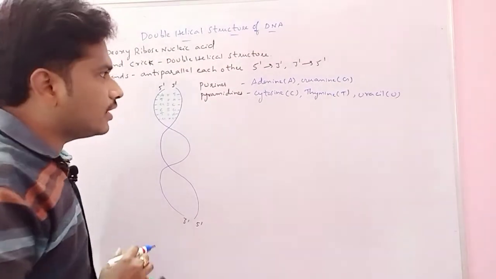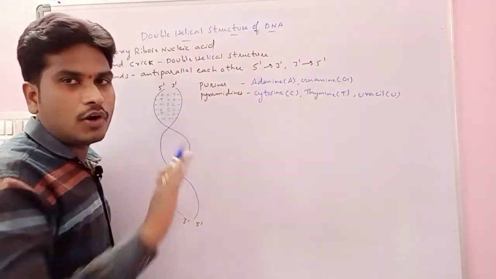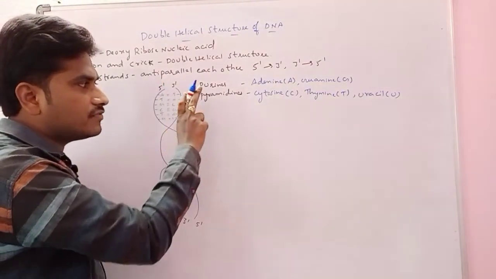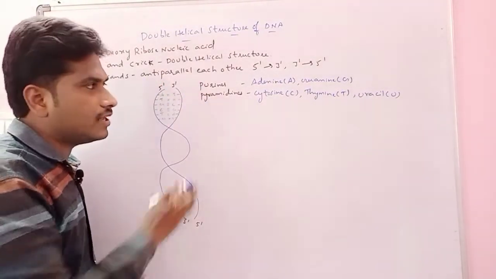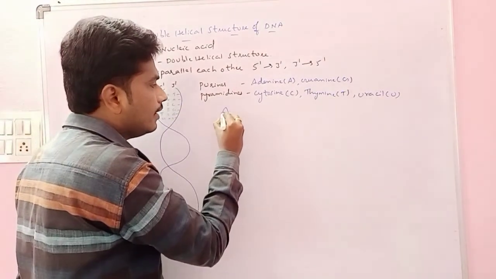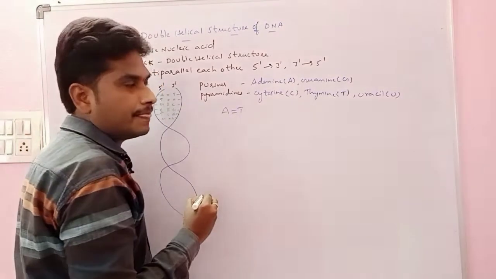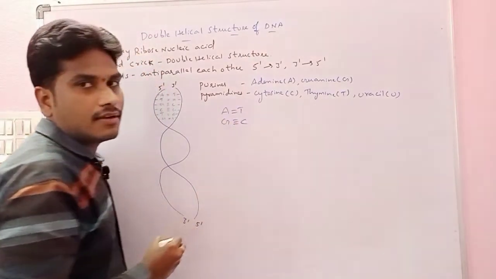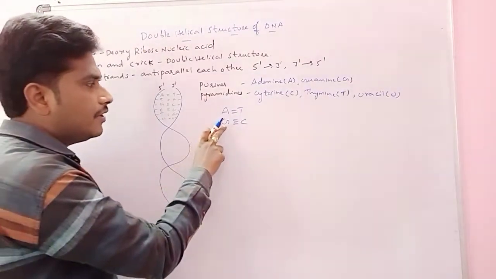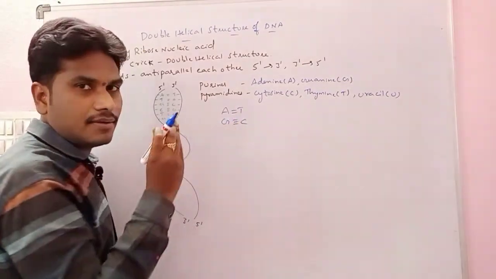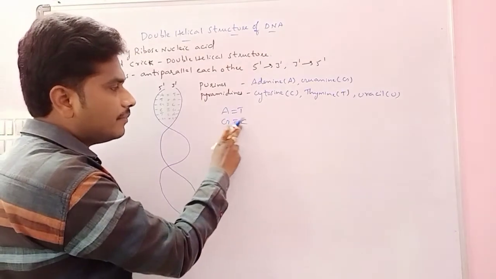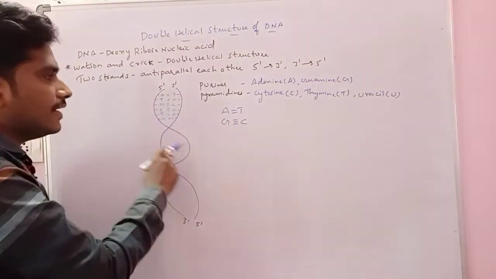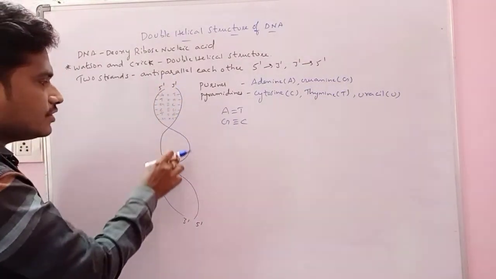According to Chargaff's rule, purines will not bind with purines, and pyrimidines will not bind with pyrimidines. Always purines bind with pyrimidines, and pyrimidines bind with purines. For example, adenine always binds with thymine, and guanine always binds with cytosine. Between guanine and cytosine we have three bonds, a triple bond. Between adenine and thymine we have a double bond. The arrangement will always be like this, which is why we arrange the strands like this.